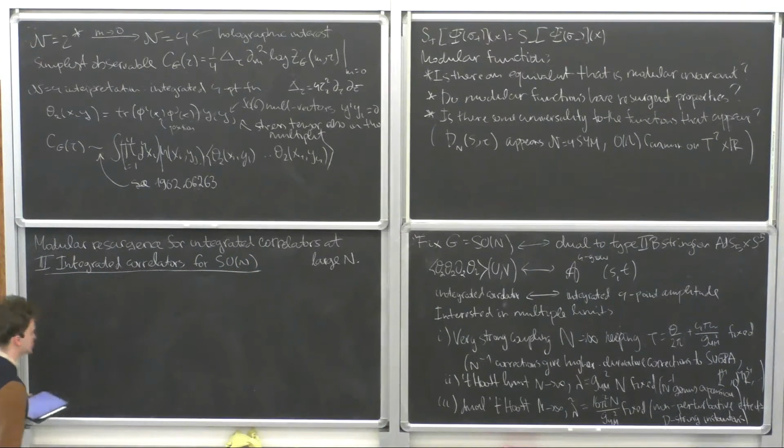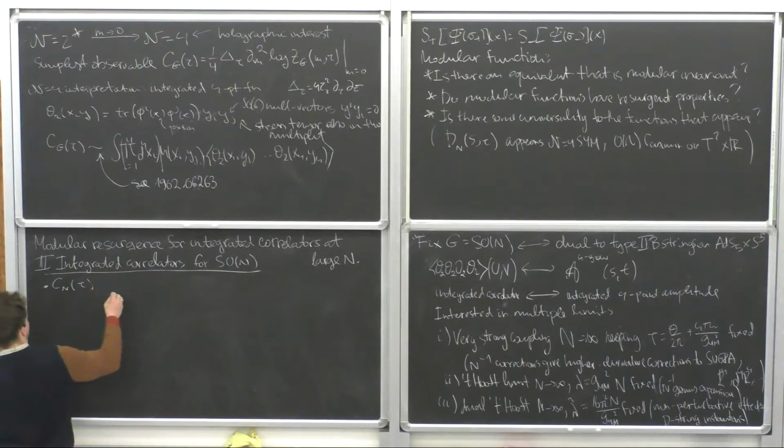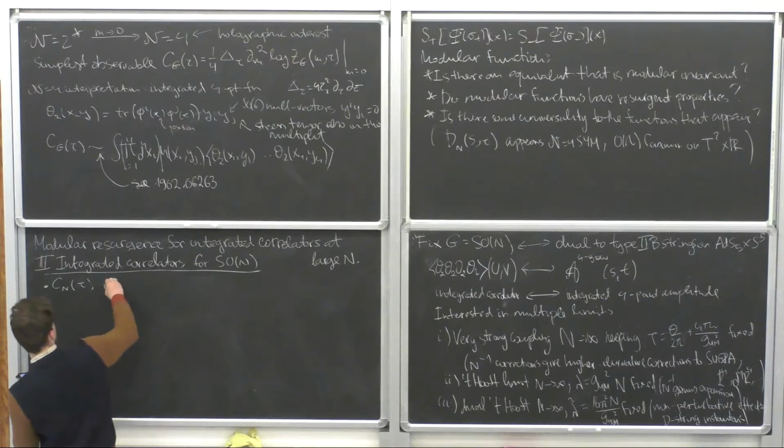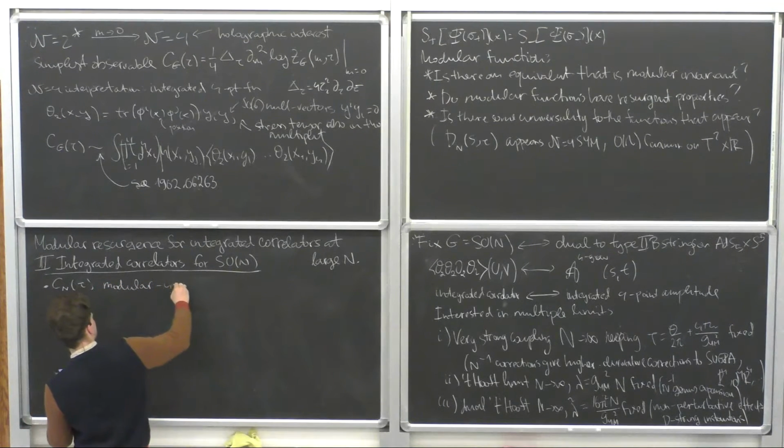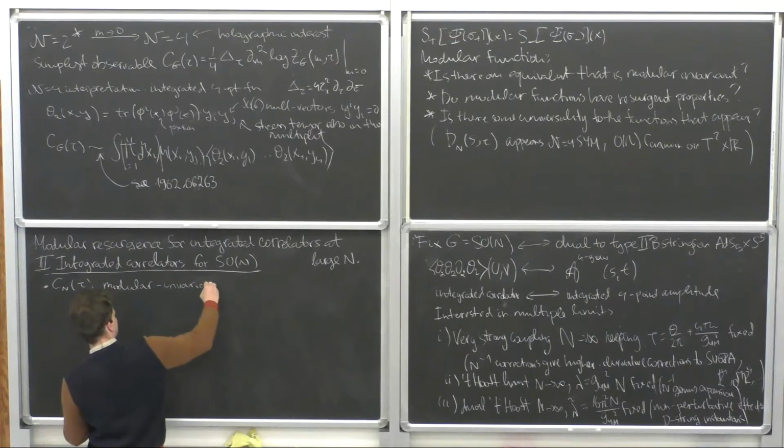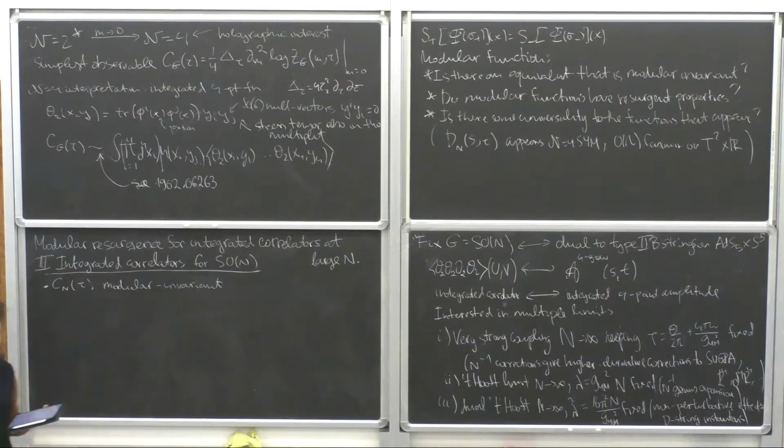So this is a function, C_N of tau. And the first important property that this function has is that it is modular invariant. So if you go back to the matrix model definition, this is by no means obvious, but if you play around with it for some while, you can indeed show that it satisfies this very important property.